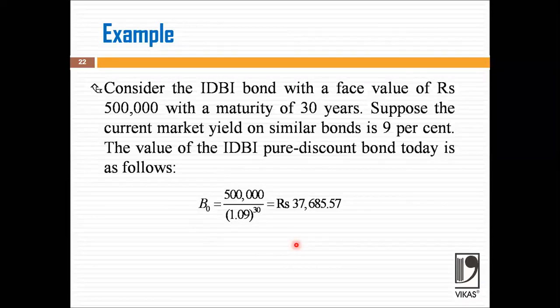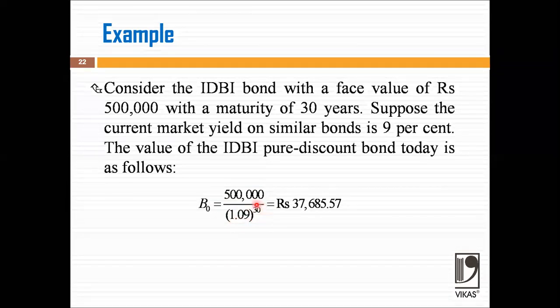The value of the IDBI pure discount bond today: you know that at the time of maturity, you can redeem 500,000 from the issuing entity. The cost of debt is 0.9%. So 1 plus KD, 1 plus 0.9, that is 1.09.